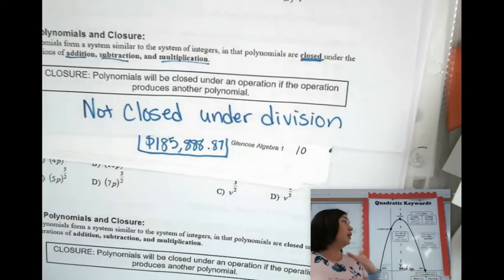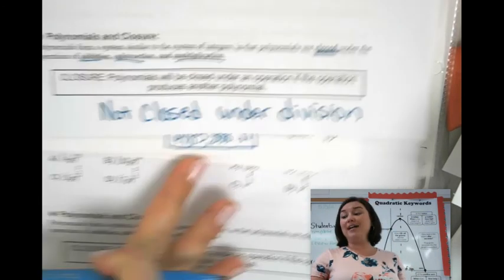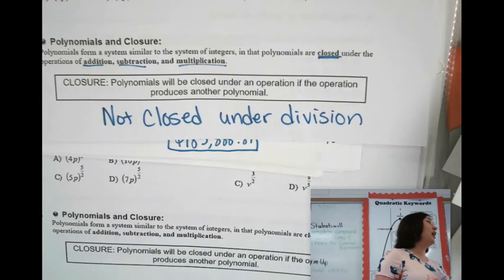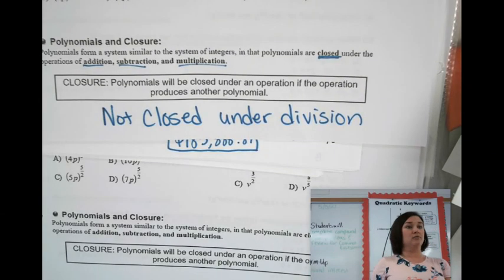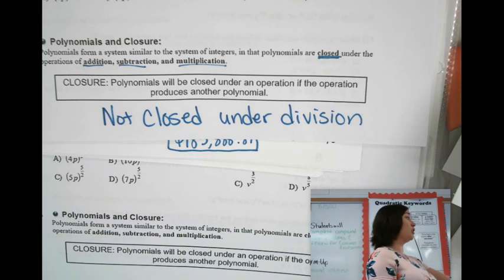And what does not closed mean? It means if you divide two polynomials, you might not get a polynomial for your answer. So in order to be closed under an operation, it means if you do that operation, you'll still get a polynomial for your answer. The way it's going to be on the test, it'll be one of two ways. It'll either say, which of the following operations are polynomials not closed under? Addition, subtraction, multiplication, and division. And which one would you circle?